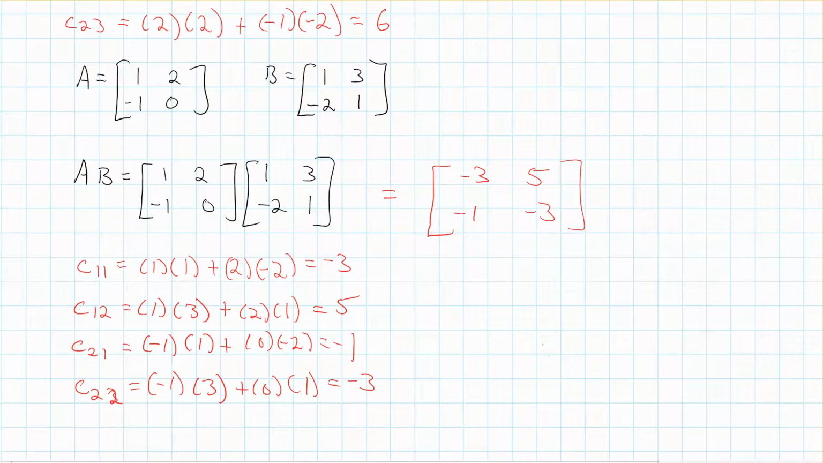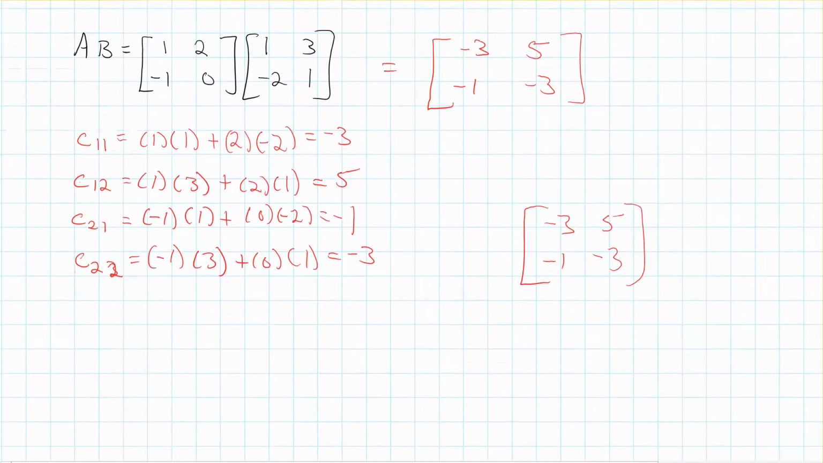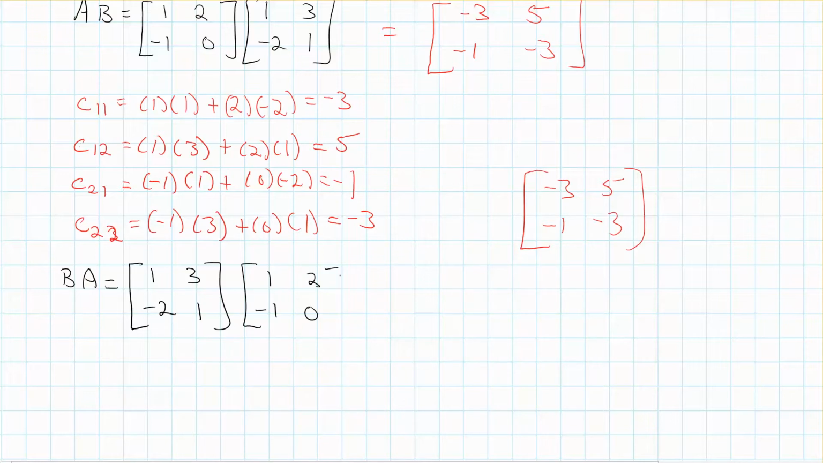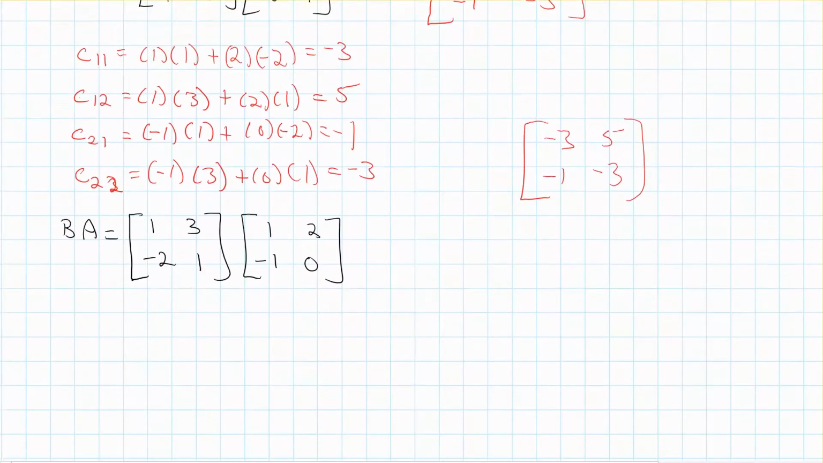So I'm going to write this at the bottom here. And there's a very particular reason why I'm going to do that. Because we're now going to do B times A. Okay, so B times A is also defined. And this would be 1, 3, negative 2, 1, times 1, 2, negative 1, 0. Okay, so then let's scroll up here.